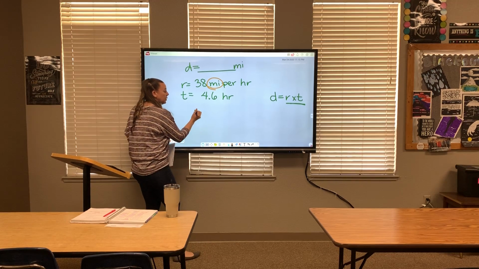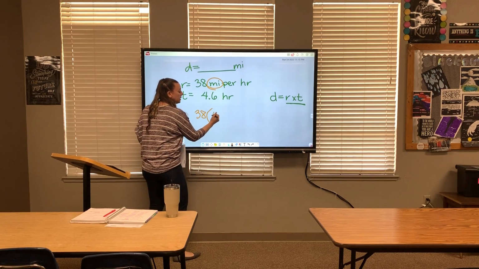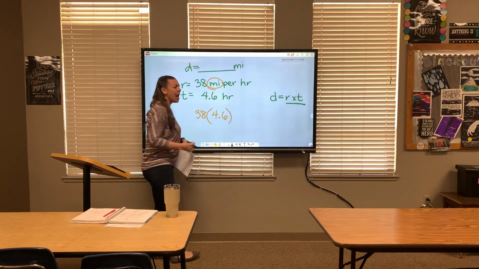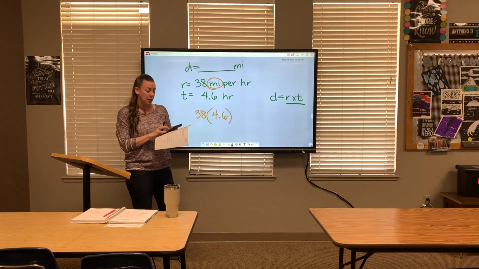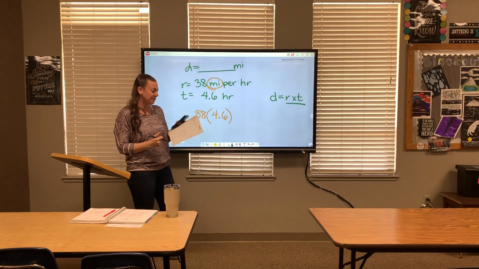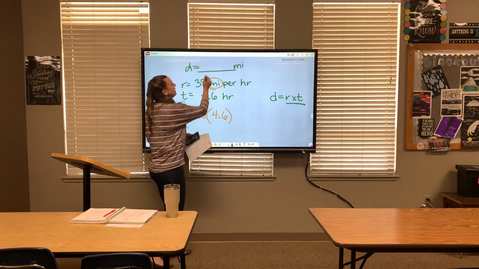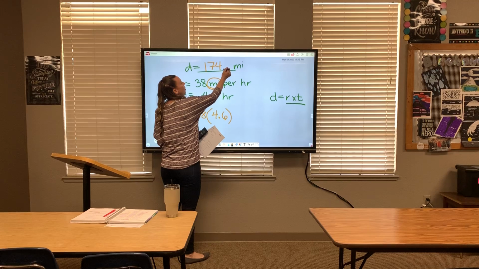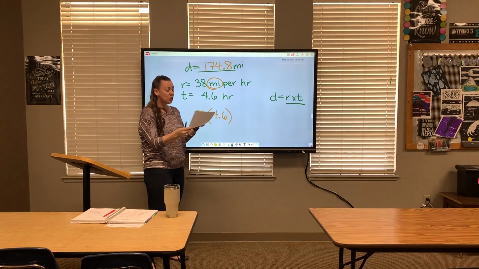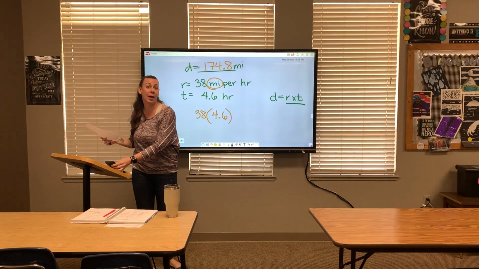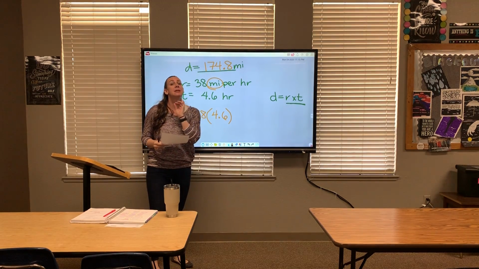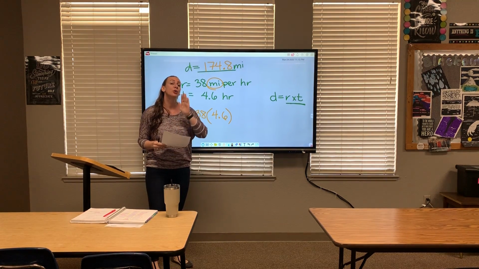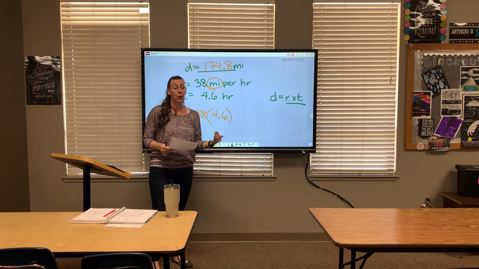So now all I'm going to do is say 38 times 4.6. Again, I probably don't know this off the top of my head. I don't expect you to, but that's why we have these handy dandy little devices. So 38 times 4.6 is going to give me 174.8. Now, the directions do not say to round to the nearest whole number. So give it like it is. It does not say to round. Do not round unless it tells you to, okay?